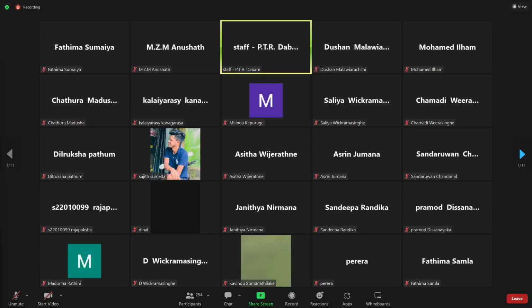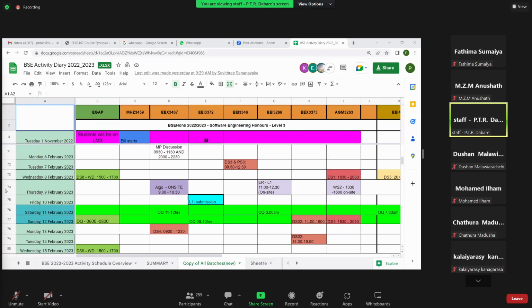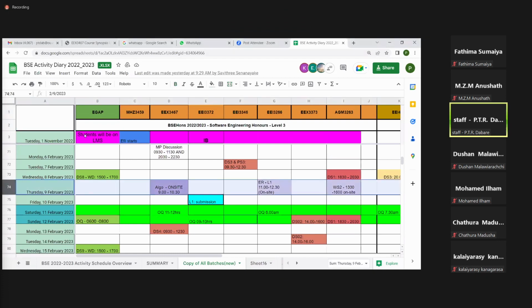Now, there are some questions that students have asked. There is no page limit for the report. Yes, so you will have an algorithm session, right? Students, on the 9th, if the country situation is fine and there's no issue, there will be an on-site session for algorithms from 9 to 10:30 for 3467. For 3266, there will be ER, the first lab, 11 to 12:30 on-site. And for AGM, 1:30 to 4 o'clock on-site.